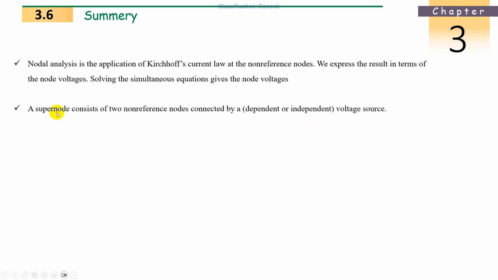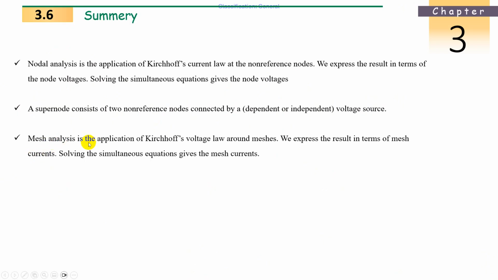Second one, what is it? The supernode consists of two non-reference nodes connected by a dependent or independent voltage source. Two non-reference nodes, in between there is a voltage source. Now, mesh analysis. Mesh analysis is the application of Kirchhoff's voltage law around meshes, meaning around loops. We express the results in terms of mesh currents. Here we have expressed the result in terms of mesh currents I1, I2, I3. By default, we write Kirchhoff's voltage law, sum of the voltages, but we express it in terms of currents. Solving the simultaneous equations gives the mesh currents.